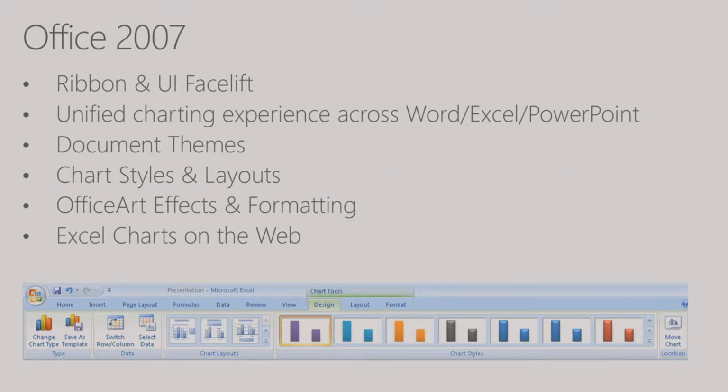So Office 2007. This was actually a pretty groundbreaking release for us. This was the first time we introduced the ribbon. There was quite a change in the user experience around that. We also unified the charting engine across Office.